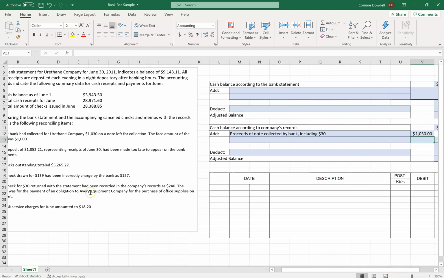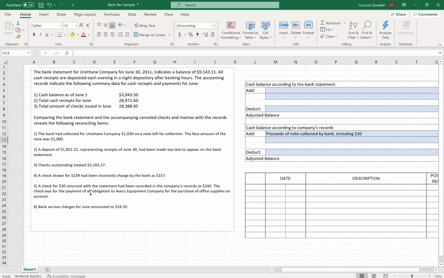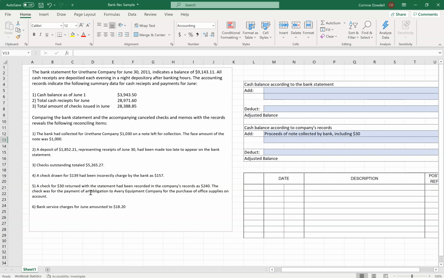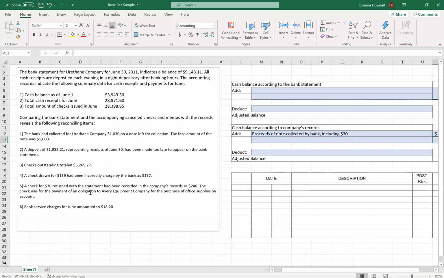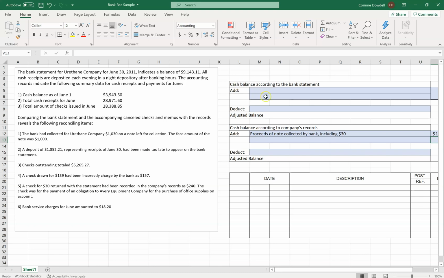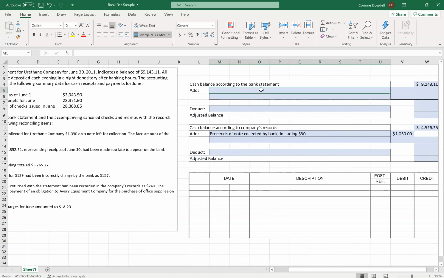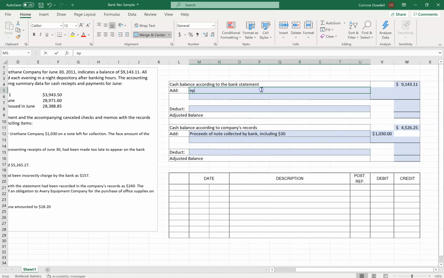All right, the next one. A deposit of $1,852.21 representing receipts of June 30th had been too late to appear on the bank statement. That means we have it in our records, but the bank doesn't have it. So we need to add it to the bank's records.